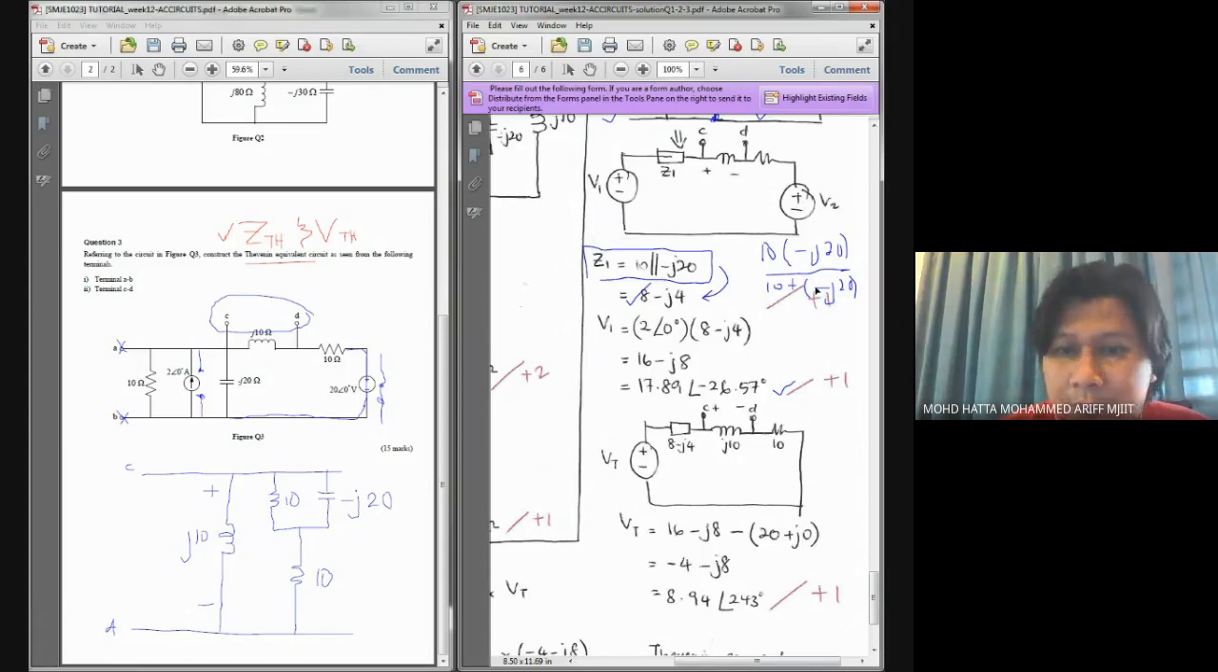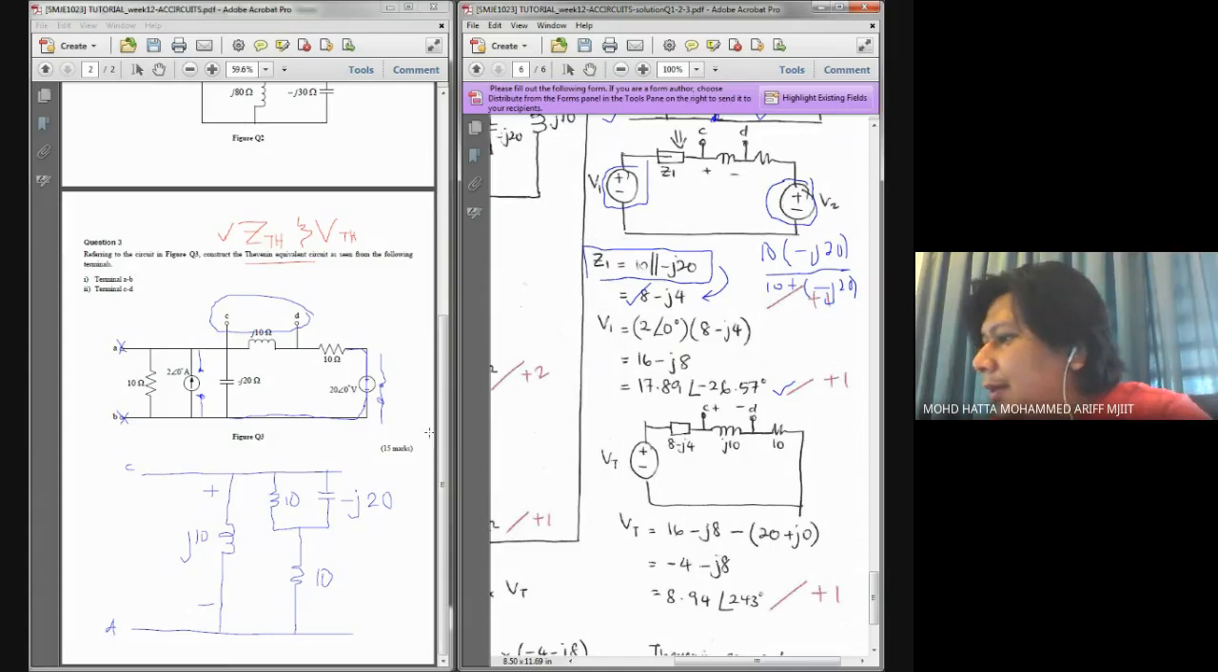You can also use superposition in this case, because we have two sources, but I think superposition is a bit longer to solve this one. And we can find a better way to do that by just combining these two sources. To combine these two sources, please be particular with the polarity of the source over here. If you combine these two, you can say that these two are in opposite directions.